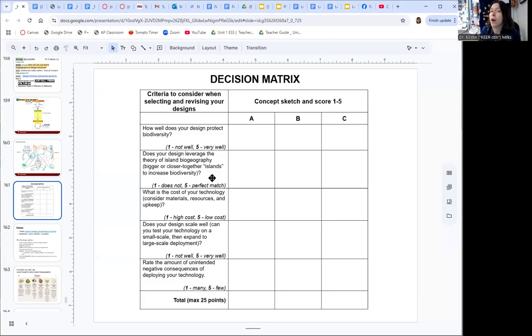And islands is in quotes. We're obviously not flooding Bloomington. We're instead thinking about this idea of habitat islands. The cost of your technology, I'll leave what you think is high and low cost up to you.